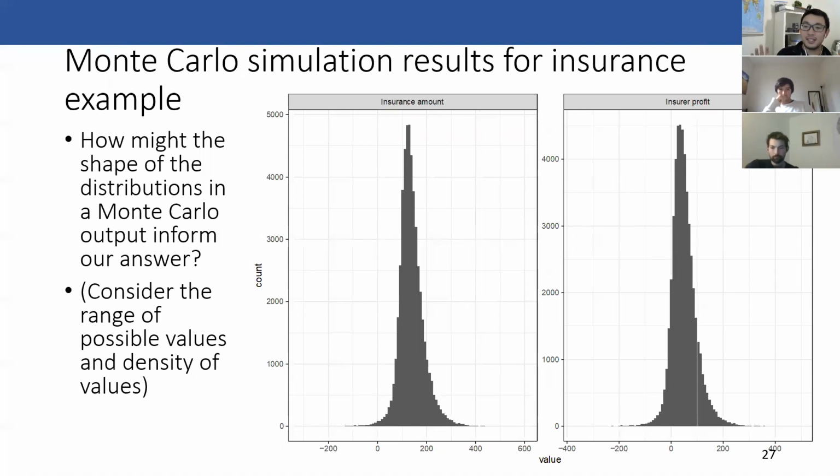Here, I'm not doing any overlapping distributions. These are outcomes that aren't really comparable. But looking at this, there is something to be said about simply the shape of the distribution, right? How wide it is, what the range of values is, and the likelihood of values. And so the shape of the distributions can help inform our answer, right?